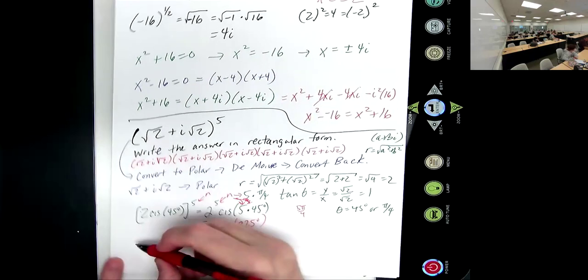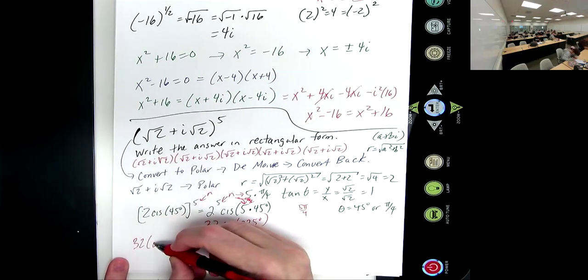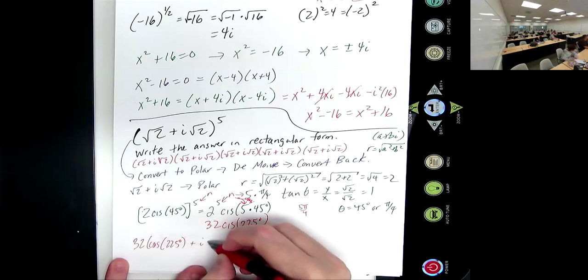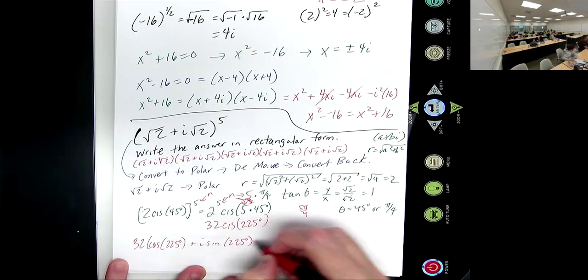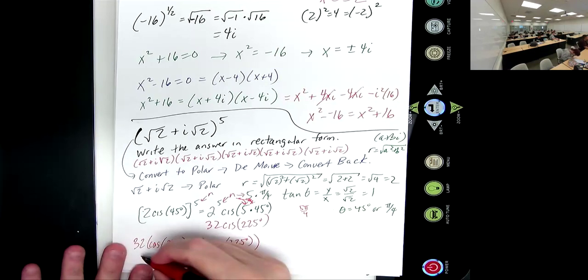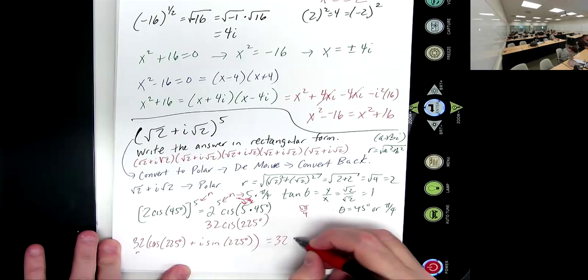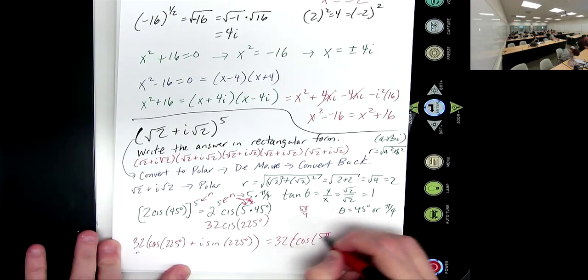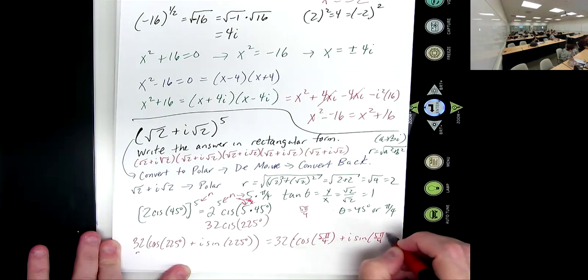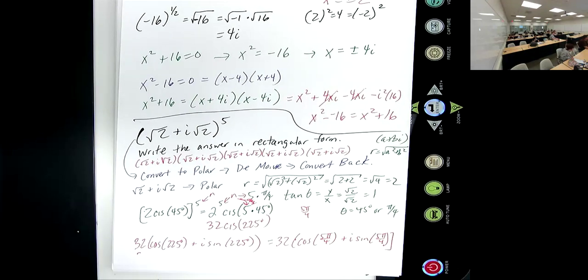Now we expand this. Cosine of 225 plus i sine 225. What are the values of those? What is cosine of 225? I'm going to rewrite this, I'll do both, because some of you are going to like this version easier. It's negative root 2 over 2, right?